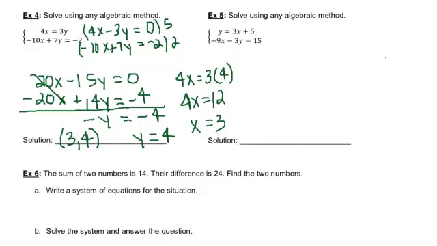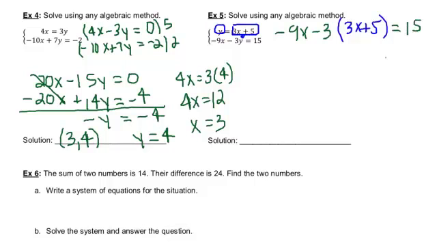If we look at example 5, again, we're using any method. So notice our first equation, we have y equals 3x plus 5. Notice we have y all by itself here. So we can use substitution. So we're just going to substitute 3x plus 5 in for the value of y for our second equation. So we have negative 9x minus 3 times 3x plus 5, and that is equal to 15.